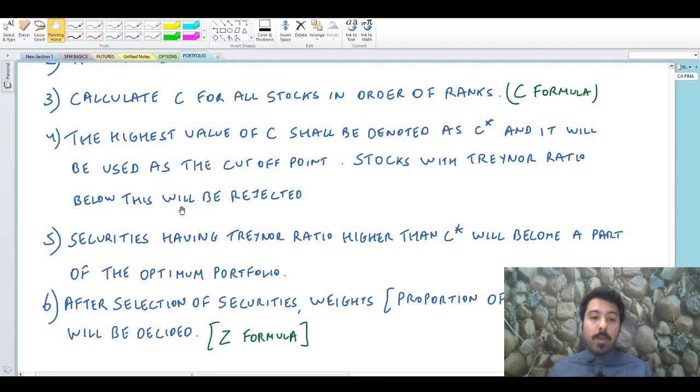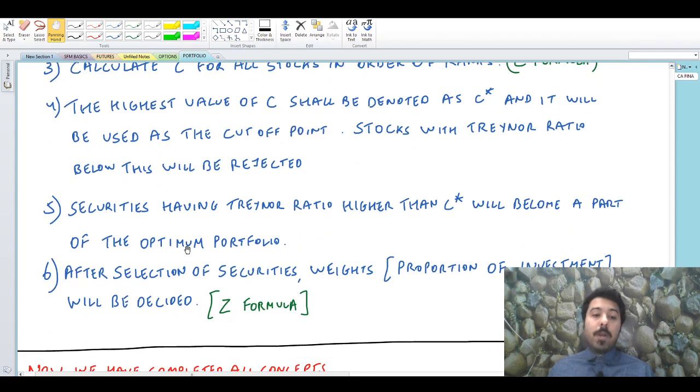It will be used as the cutoff point. Stocks with Treynor ratio below this will be rejected. So 4, 5 and 6 will be rejected. Okay. Securities having Treynor ratio higher than C star will become a part of the optimum portfolio. So security 1 and 2 will be included in a portfolio.